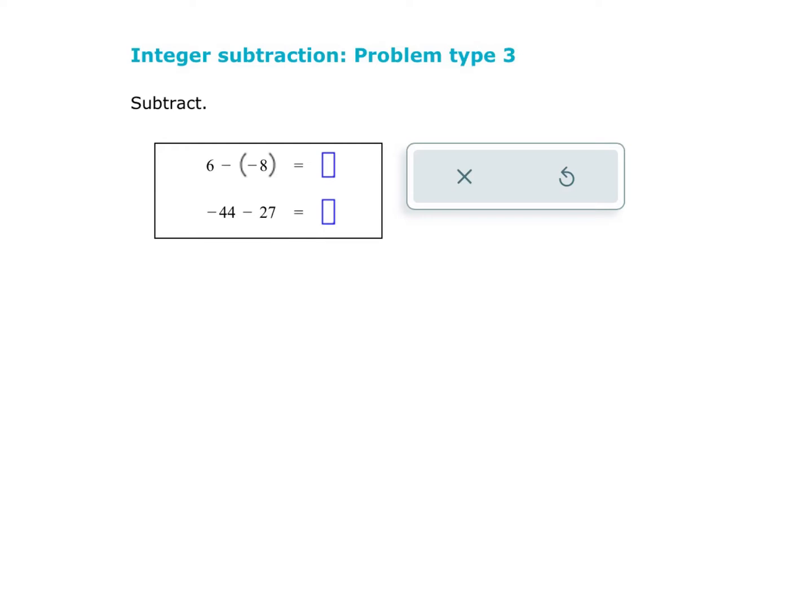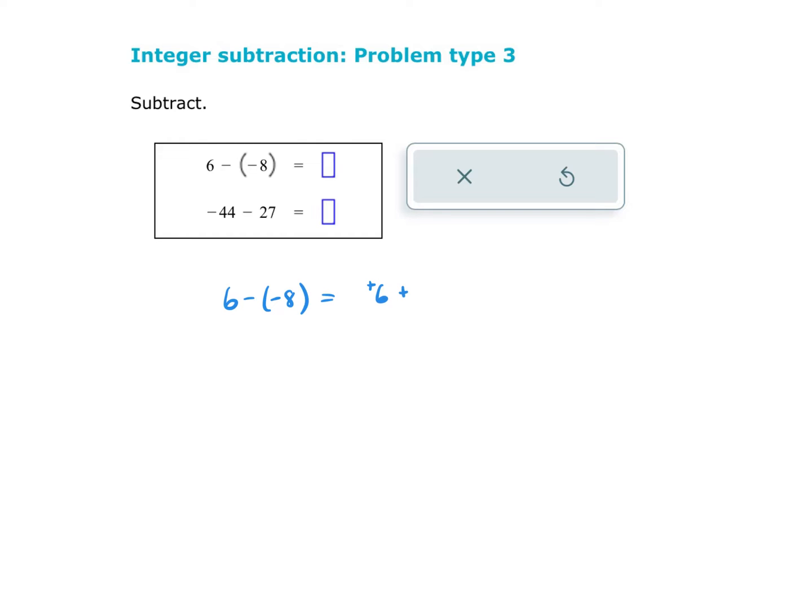This topic is more integer subtraction, this time a mixture of all the different types of integer subtraction problems. So we have 6 minus -8. So this means we have 6 positives. We're trying to take away 8 negatives.